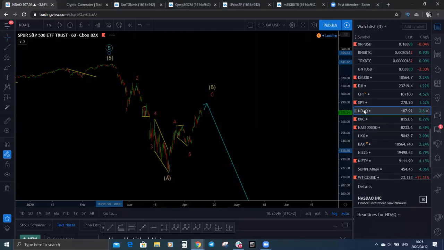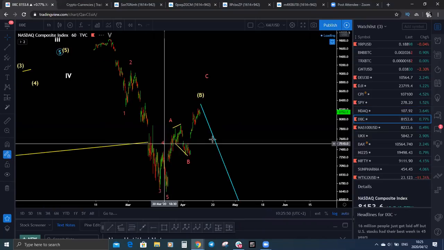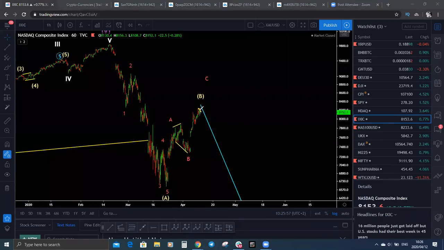You'll see that the NASDAQ also has a similar structure. Let's look at the NASDAQ on this one here. Similar structure, we're just looking for this corrective structure. 1, 2, 3, 4, 5, ABC, textbook stuff. One more up. We're going to start getting a move to the downside.